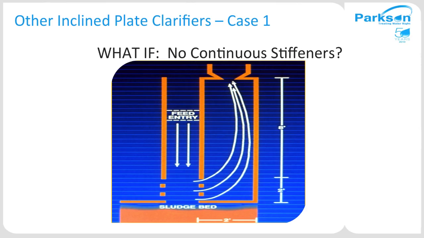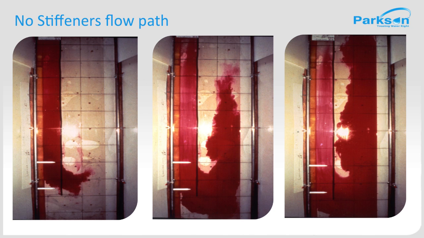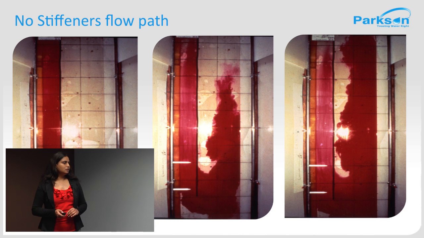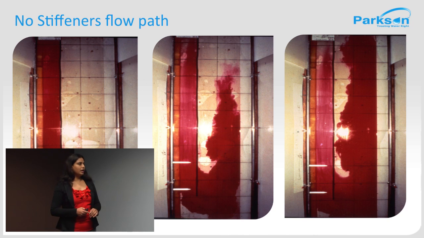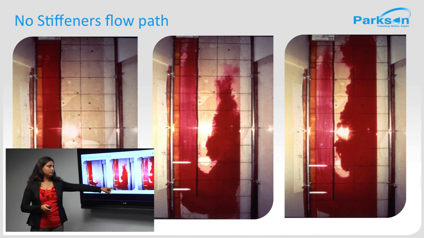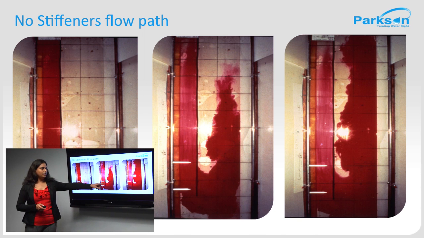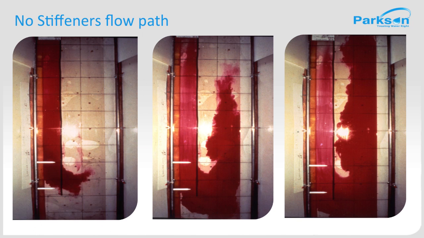So let's just look at case one. What if there are no continuous stiffeners? Here's the no continuous stiffeners path. In the middle picture, you can see that the water starts entering, and the dye goes to the far end of the plate. Then in the third picture, it leaves a dead space in the middle of the plate, which means that you are not utilizing the entire plate surface area.